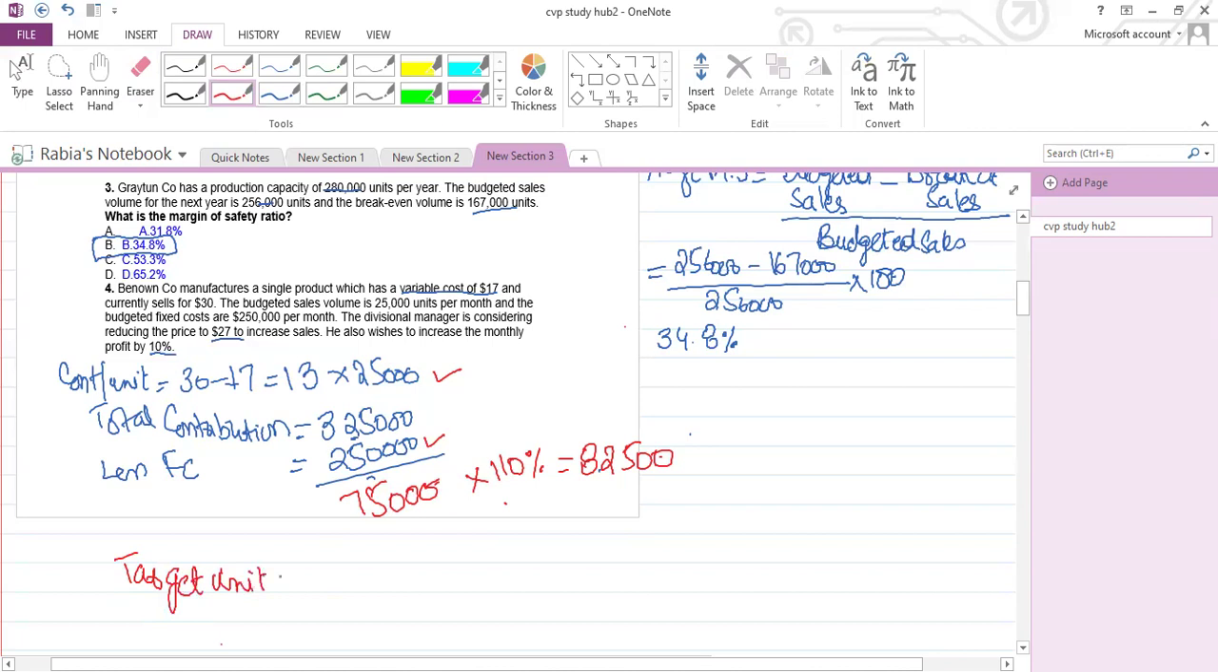Target units equals fixed cost, 2,50,000, plus required profit, 82,500, divided by contribution per unit. What is your contribution per unit? That is new selling price 27 minus 17. Then you will get 33,250 units.